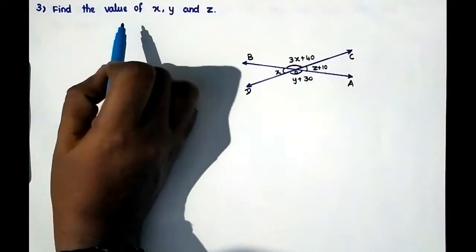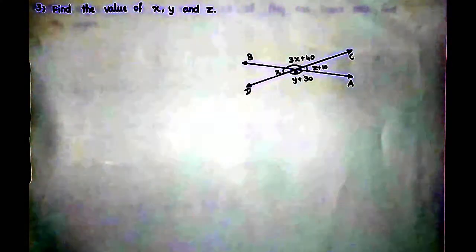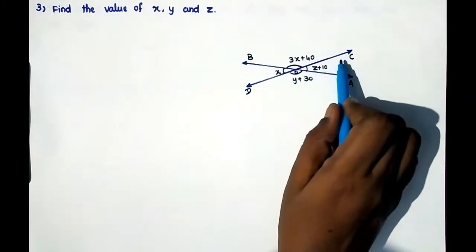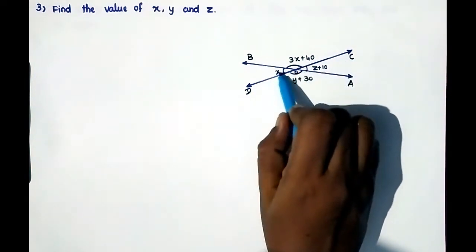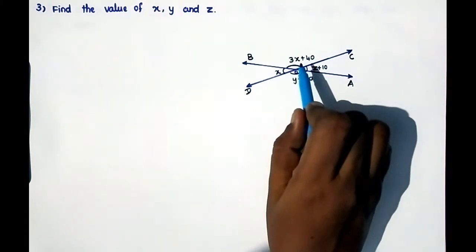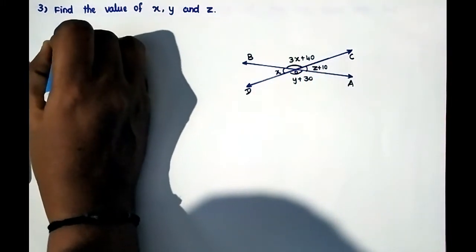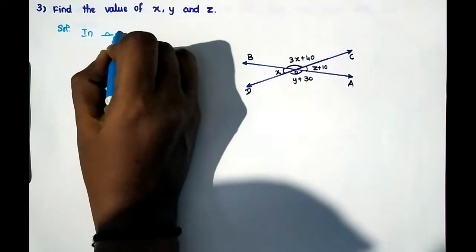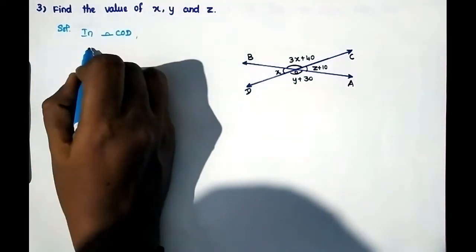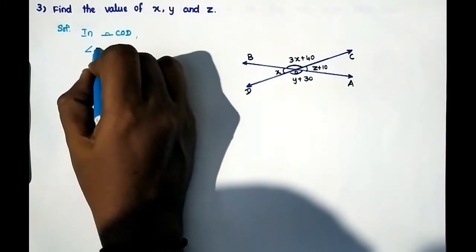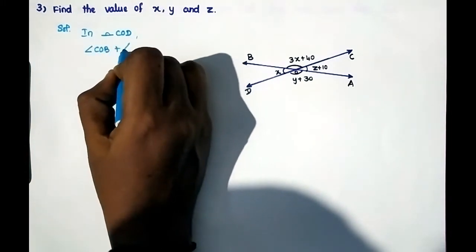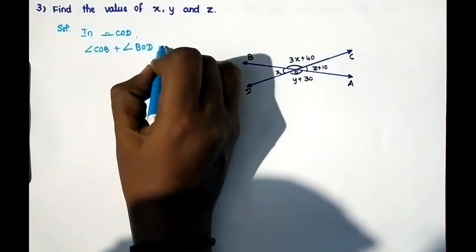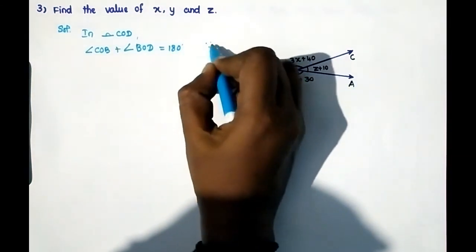Third sum. Find the value of x, y and z. Listen this figure. In straight angle COD, these two angles are linear pair. Linear pair means that is 180 degree. The summation is 180 degree. So in straight angle COD, angle COB plus angle BOD equal to 180 degree, since linear pair.